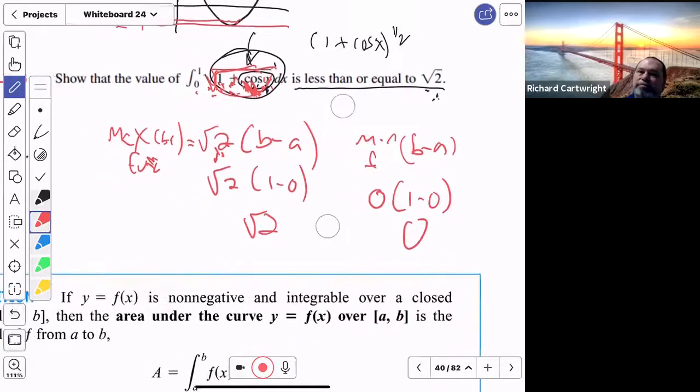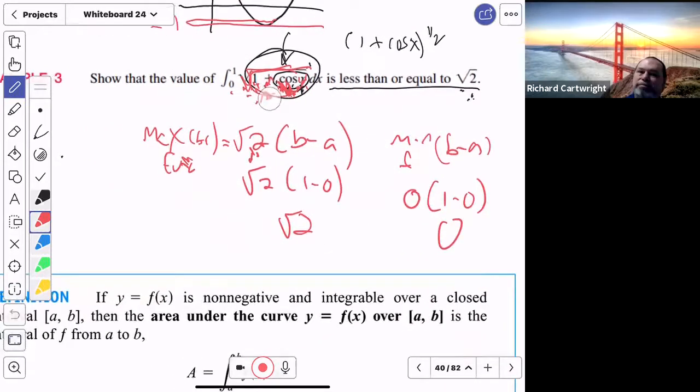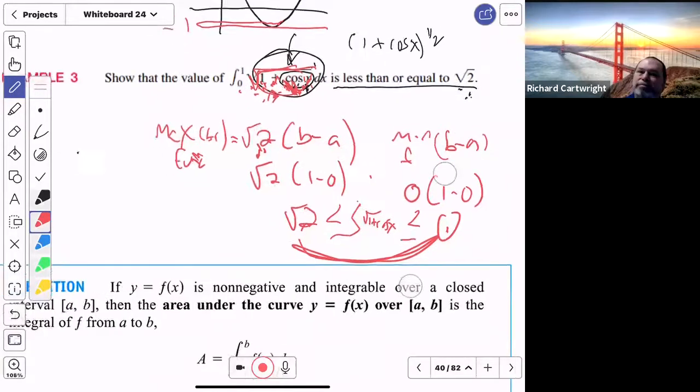So even though I don't know how to do this integral, I know that the true integral of the square root of 1 plus cosine of x has to be bigger or equal to 0, but less than or equal to square root of 2. I at least have an idea of what that area is. I just don't know the exact answer. It's between 0 and 1.414. Okay? That's what that's all about.